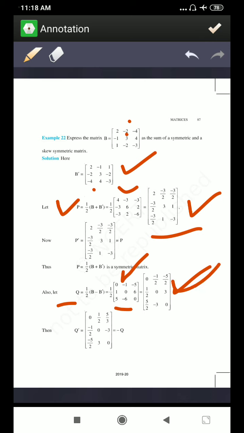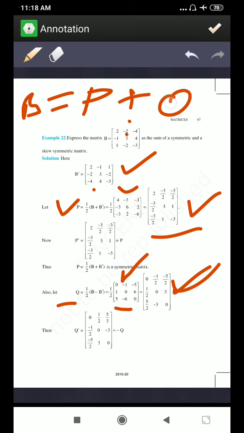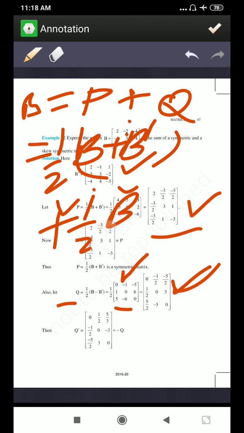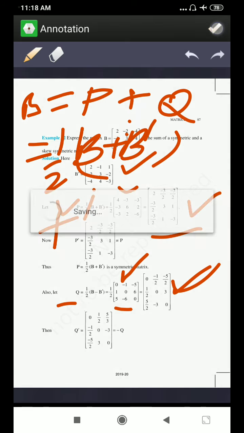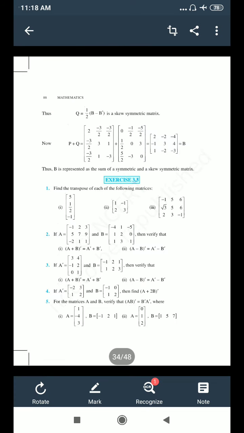So we can express this B as sum of this plus this. All right. Means B we have written as B is equal to P plus Q, or I can write it as half of B plus B transpose plus half of B minus B transpose. This is a symmetric and this is a skew symmetric. In this way, we are able to express a given matrix as the sum of a symmetric and a skew symmetric matrix. All right. So on the basis of this, we will do the exercise 3.3.